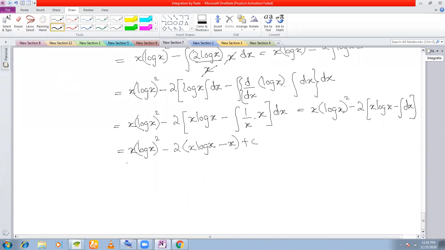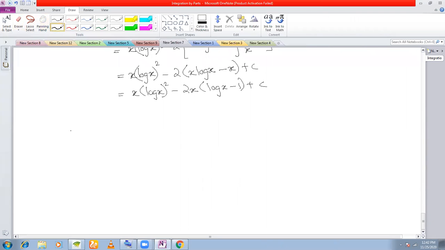If you want, you can simplify this a little. x log x whole square, and you can take x common to get 2x into log x minus 1, plus c. That's it. Okay, let's see the next one.